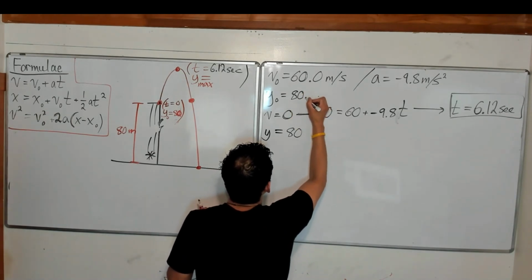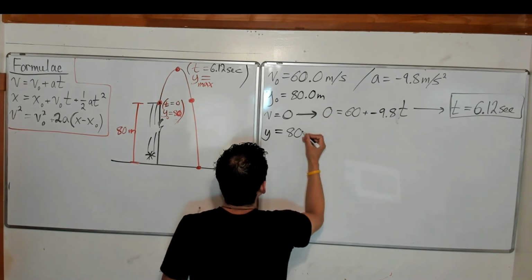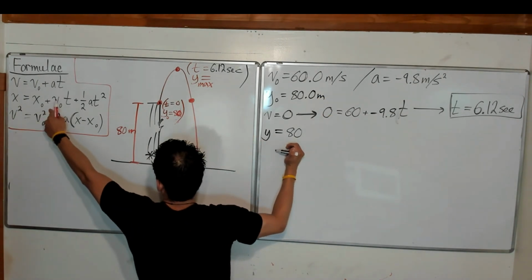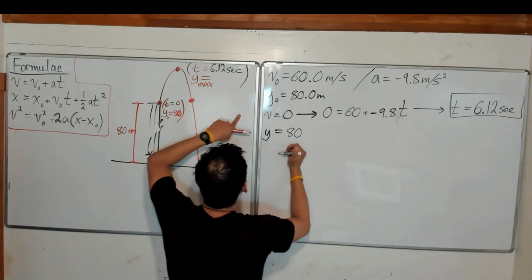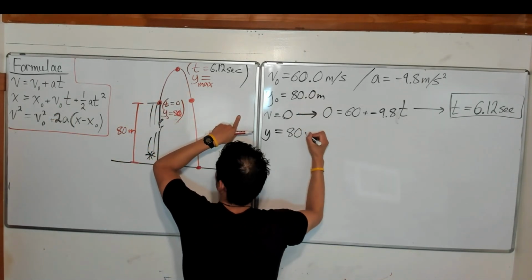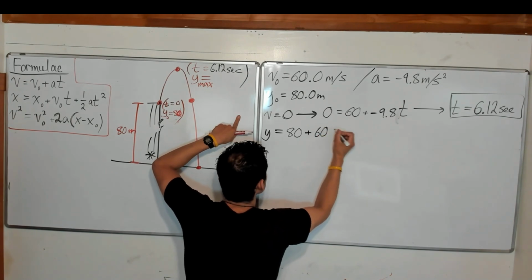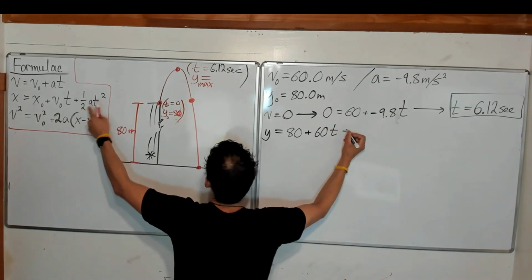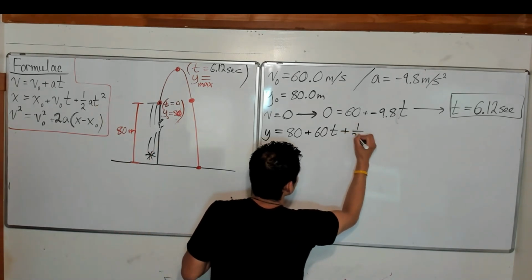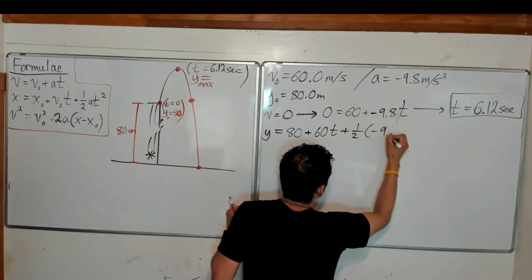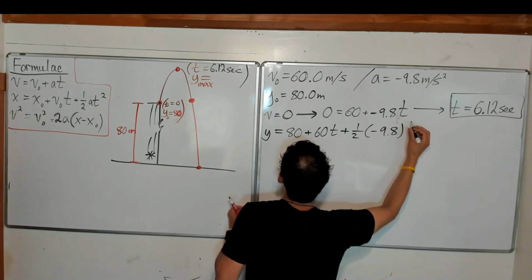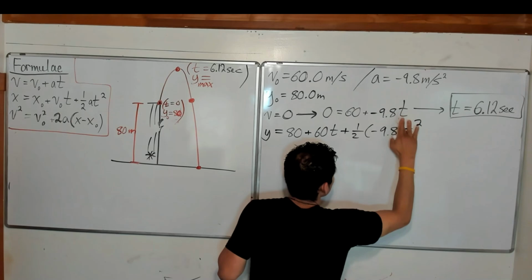So y is equal to y naught, which is 80, plus v naught, the initial velocity, 60 t, plus 1/2 a, which is negative 9.8, t squared.